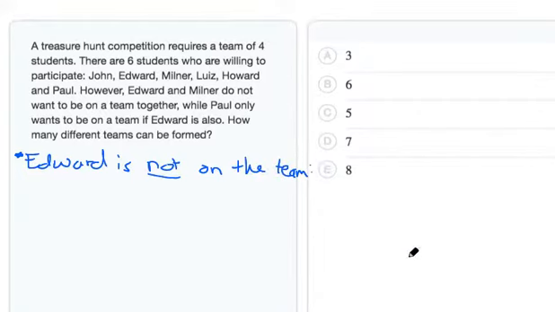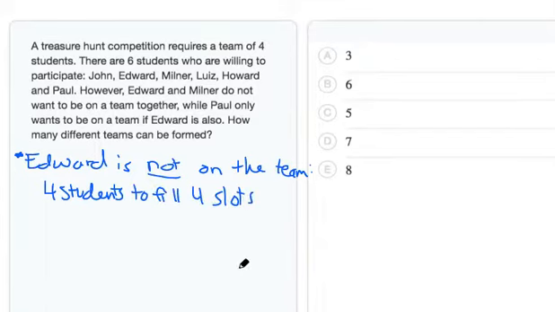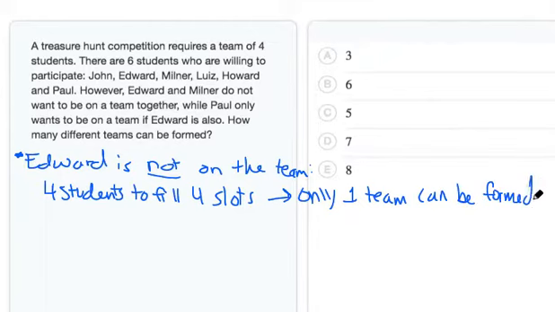If Edward doesn't participate, then Paul doesn't participate either. That leaves 4 students to fill 4 slots. So there is exactly one team that can be formed from this case. Now, since we only have one team that can be formed from this case, let's take a look at the other case where Edward is on the team.